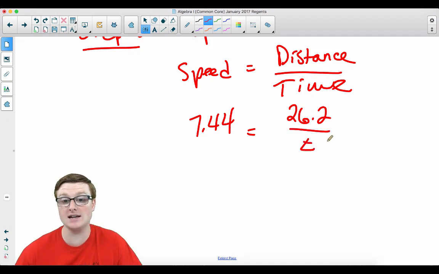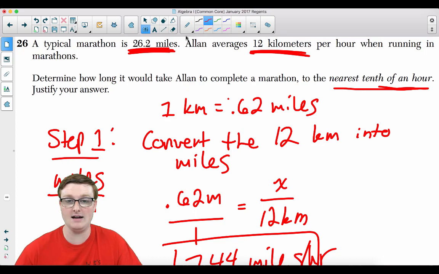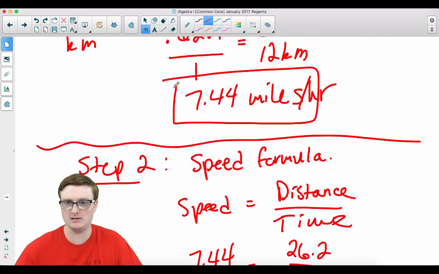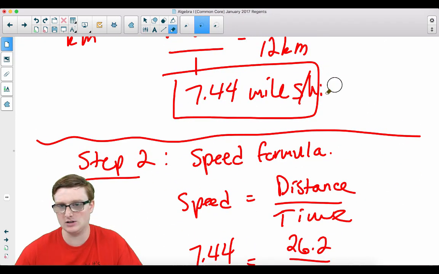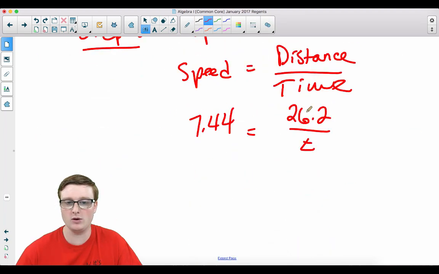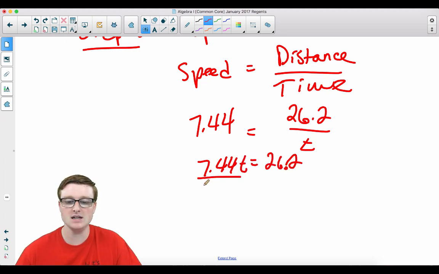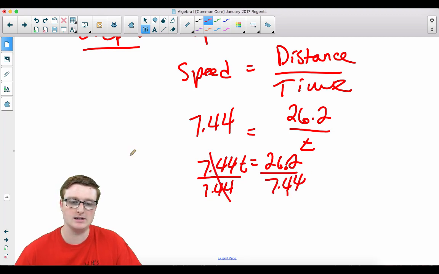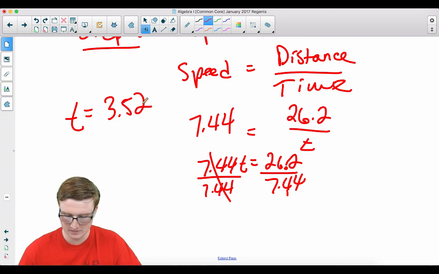We need to find the amount of hours. Why does this keep doing that? There we go. So I actually need to erase this. Hours. We're trying to find the amount of hours. So 7.44 miles. Here we go. So we get 7.44t is equal to 26.2. Divide by 7.44 on both sides. And we get t is equal to 3.52.